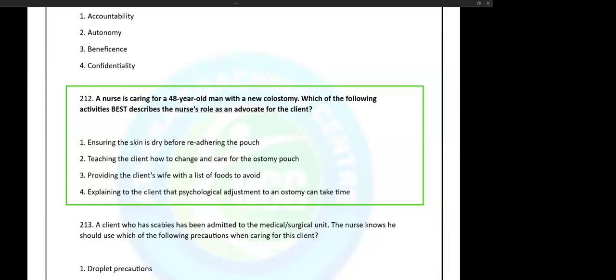What is an advocate? When I appoint an advocate for me, whoever is appointed as an advocate will talk for me. If I am not speaking, he will speak. Fine. So as a nurse advocate, you are talking for the patient, or you are talking for the benefit of the patient.